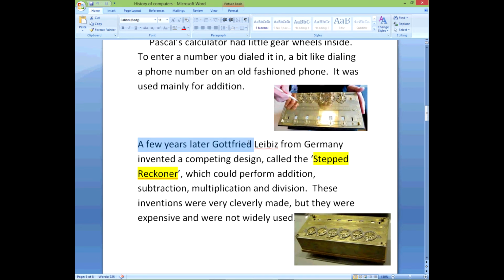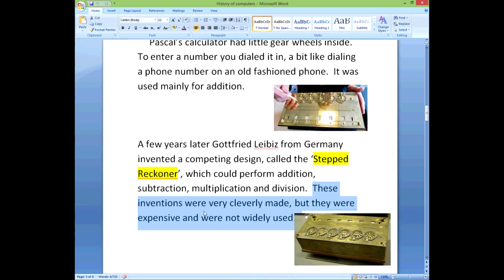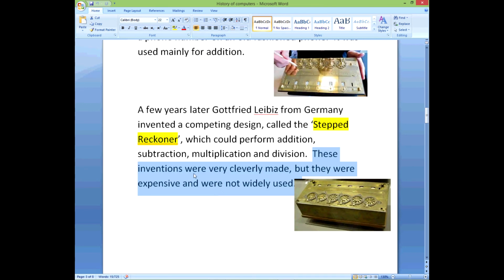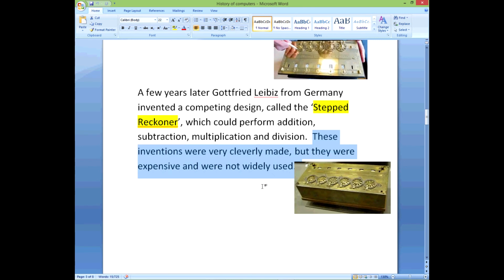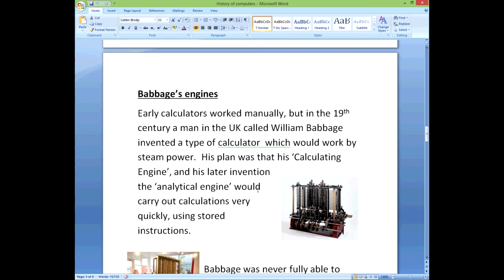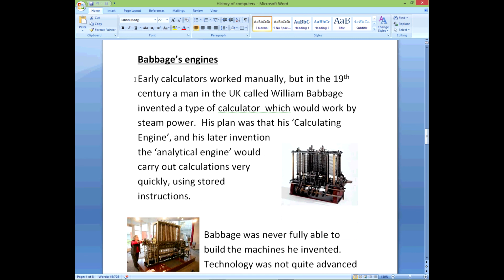A few years later, Gottfried Leibniz from Germany invented a competing design called the stepped reckoner, which could perform addition, subtraction, multiplication, and division. So you see, everybody is developing their own calculator. So there's no such thing as one person making or inventing something. Knowledge is shared. These inventions were very cleverly made, but they were expensive and were not widely used. Like I said, mostly nobles and those rich people, kings and queens would use them.